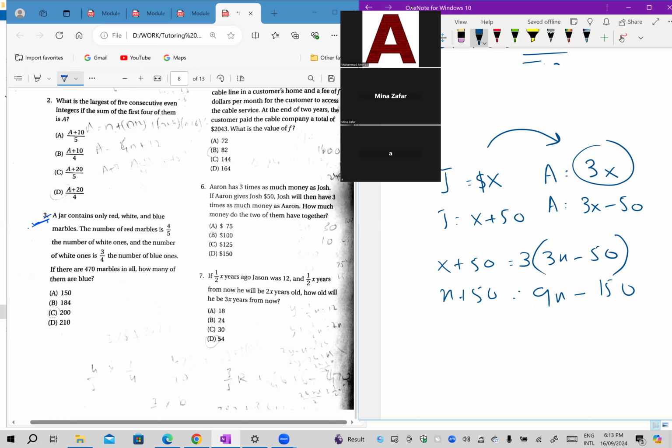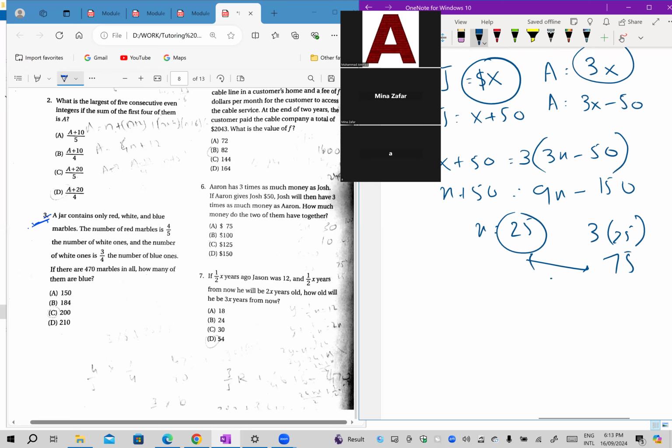If Josh has 25, so if x is 25, you can just plug this back into the original expression. If x is the value for Josh, then 3 times 25 will be the value for Aaron, 75, and the total will be 25 plus 75, which will be $100. B would be the correct answer option.